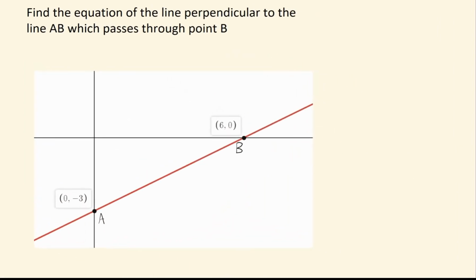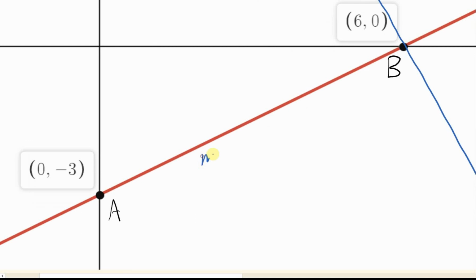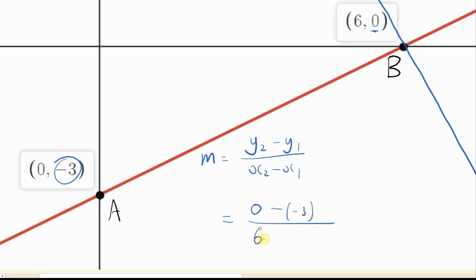Okay, let's see how else you can spin this question. A typical way is not giving you the gradient of the initial line, so you have to work it out. So here you want the equation of a line perpendicular to this line AB that passes through the point B. On my sketch of this graph, it looks something like that. First step, we need to work out the gradient of this line here. So I can just use the formula to work out the gradient, y2 minus y1 over x2 minus x1. y2 is 0, y1 is minus 3, and x2 and x1 are 6 and 0.